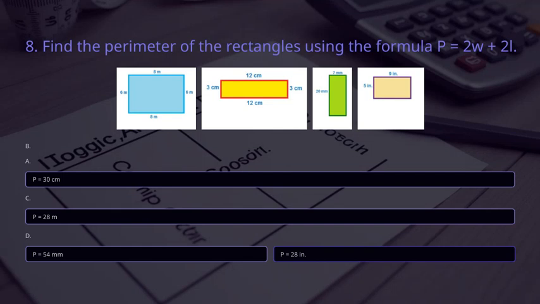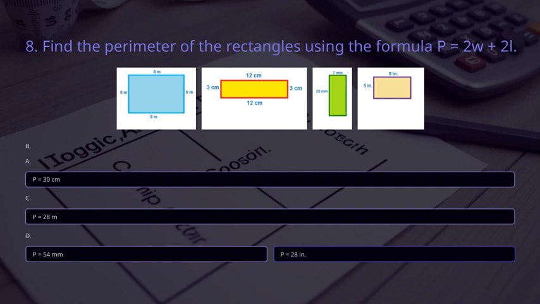All right, let's dive into calculating the perimeter of rectangles using the formula P equals 2 times the width plus 2 times the length. This formula is fundamental because it helps us find the total distance around the rectangle, which is crucial in many real-world applications. Now, when we look at the options, we see different measurements, such as 30 centimeters, 28 meters, 54 millimeters, and 28 inches. The key is to understand the units and how they relate to the dimensions of the rectangle.